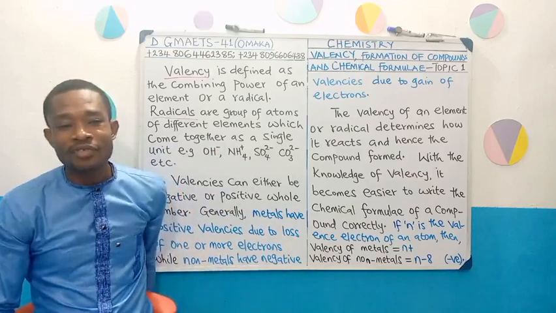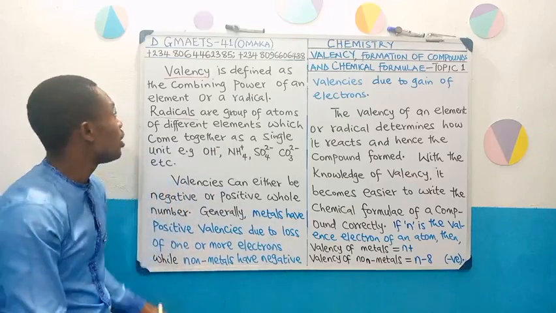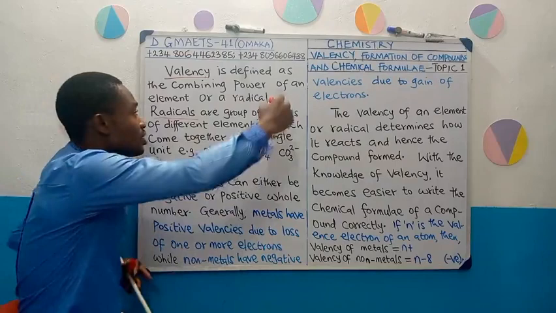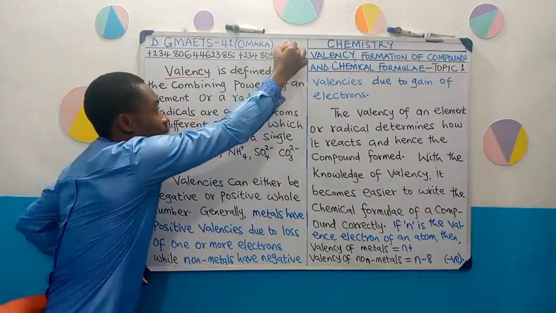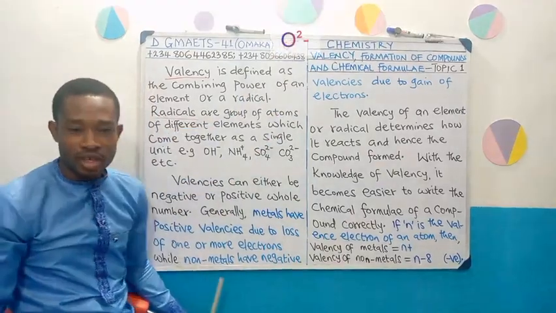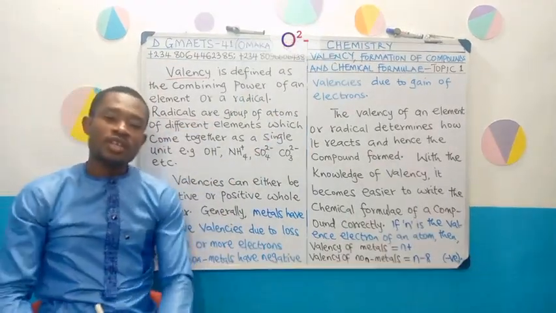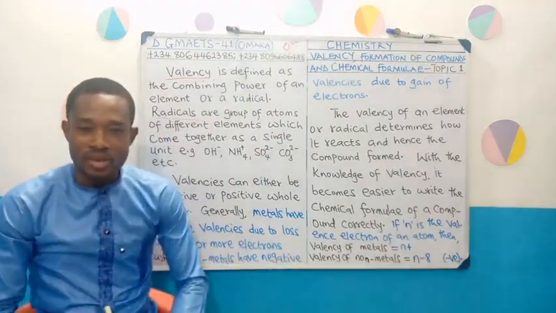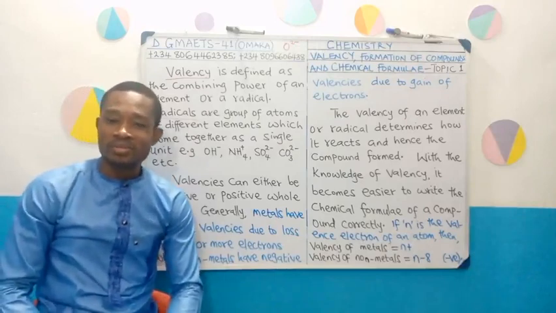No wonder oxygen is in most cases written something like this, maybe O2 minus. Have you seen that before? Good. So that's how we obtain the valency of metals and non-metals.